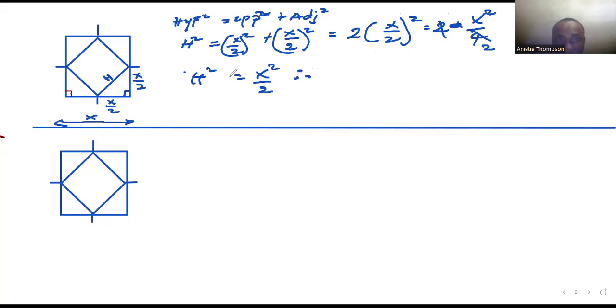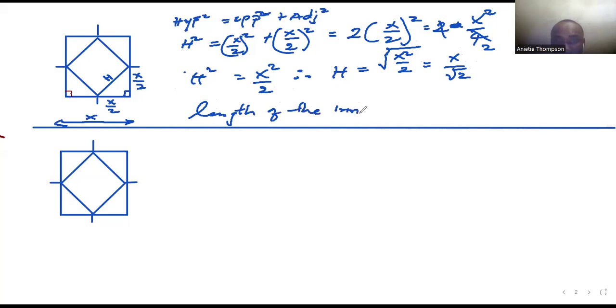Therefore, if you take the square root of h squared, the entire hypotenuse is equal to the square root of x squared over 2, which is the same thing as x over the square root of 2. Therefore, the length h of the first inner square is given by x over square root of 2.